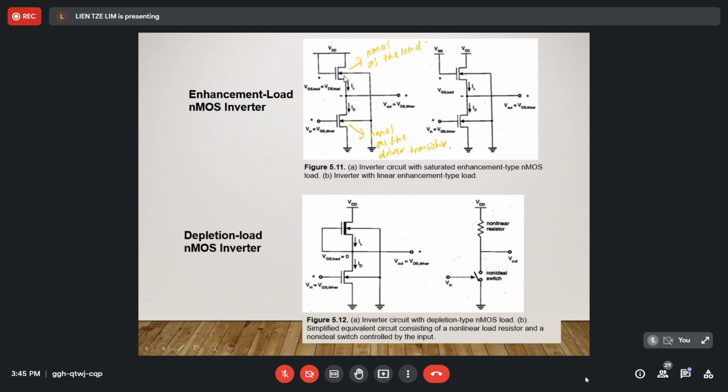So you see this figure here. It is quite similar to the CMOS inverter. Not similar, actually. Just some of the connections are similar. In this NMOS inverter, only NMOS transistors are used. NMOS transistors can also be used as the load. You see the connections here. The input to the load NMOS is connected to the VDD.